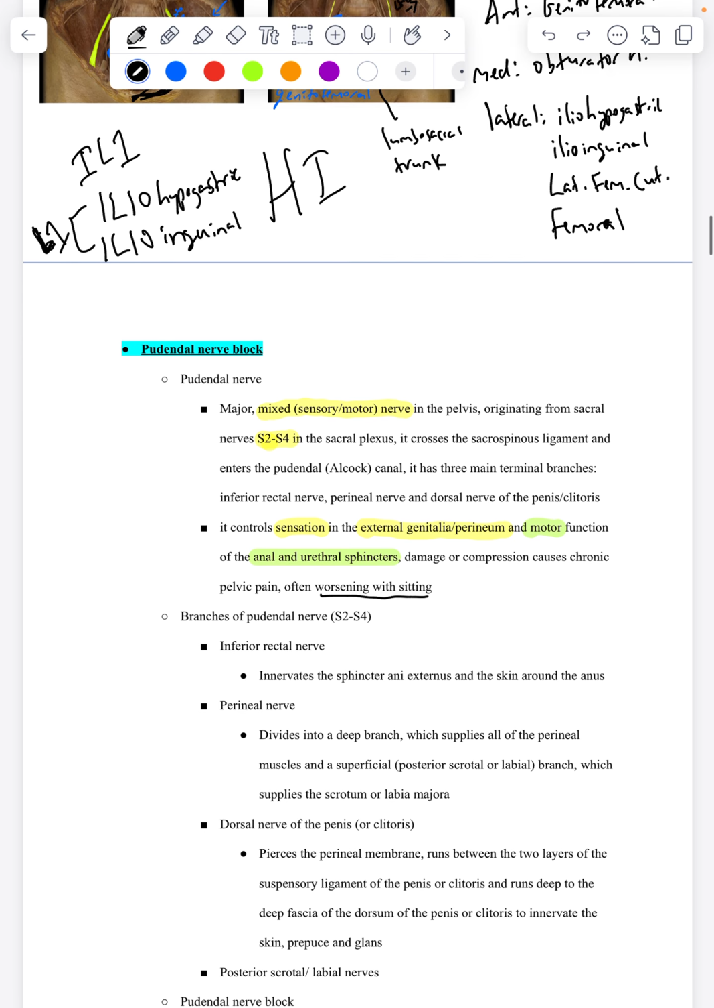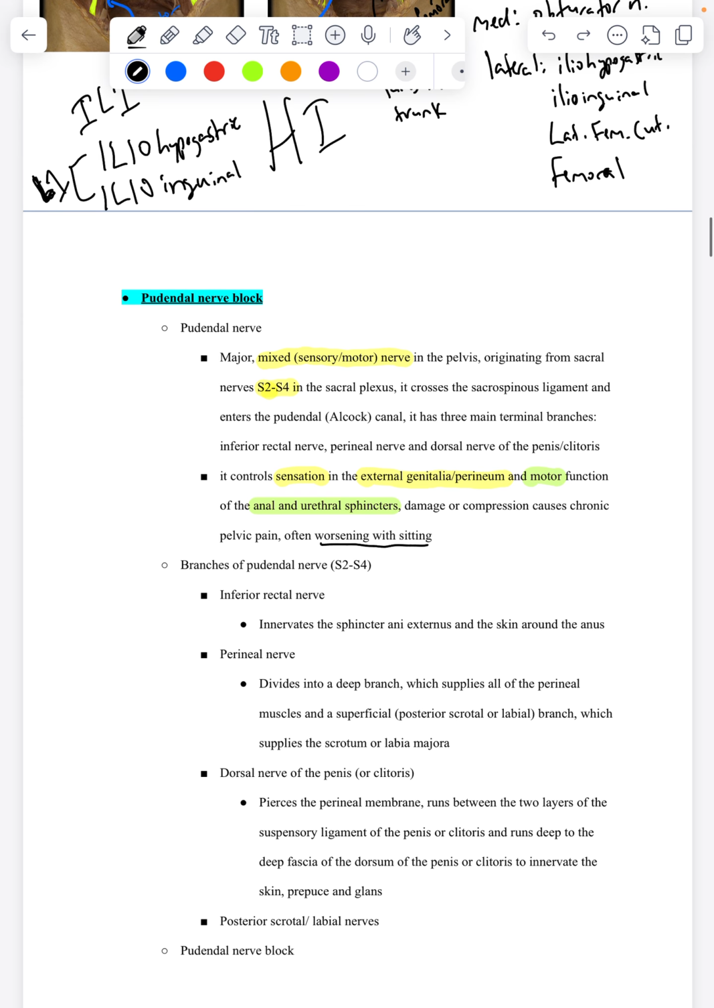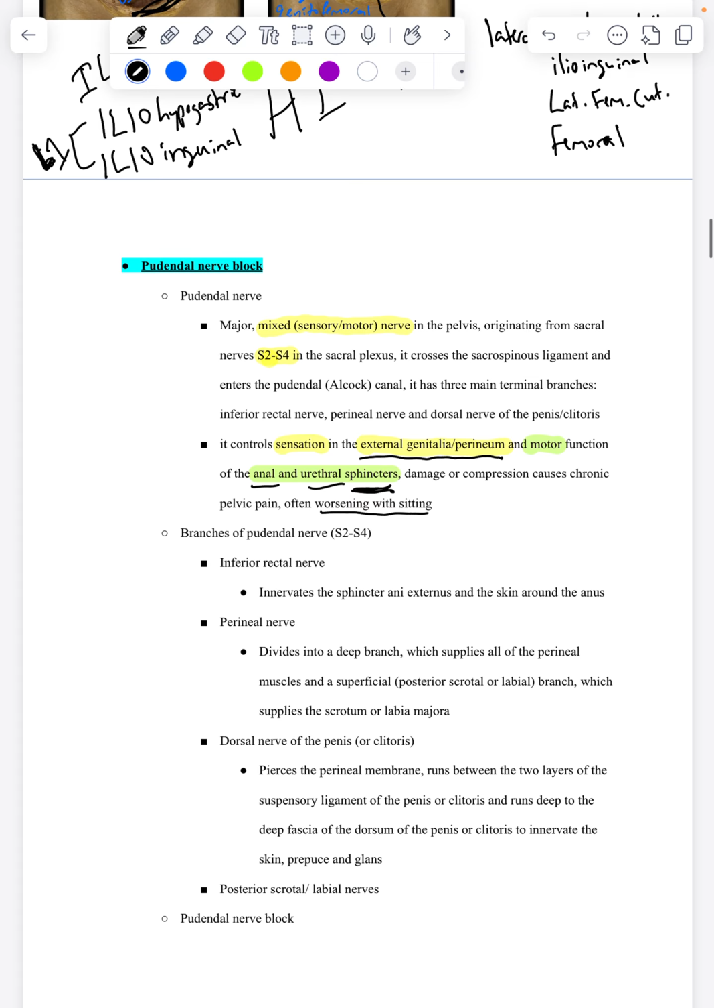A pudendal nerve, it's a mixed nerve, so it'll do both sensation and motor. The sensation is specifically to the external genitalia, perineum. Motor are the sphincters. So it's either anal or urethral sphincter. This will help either hold in or avoid any urine, any stool, all that stuff.